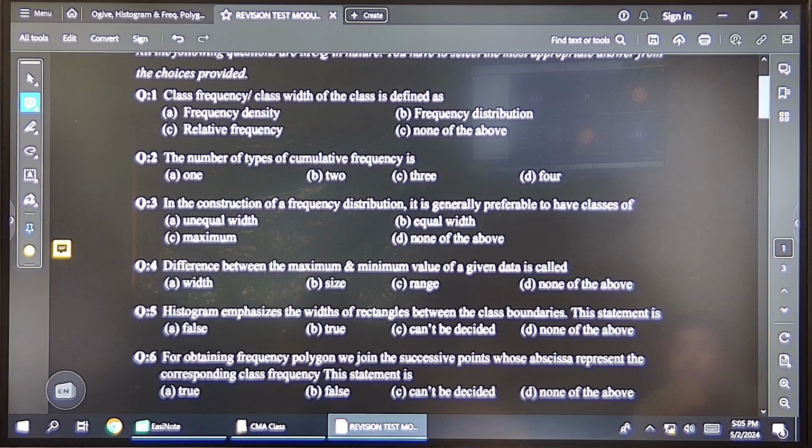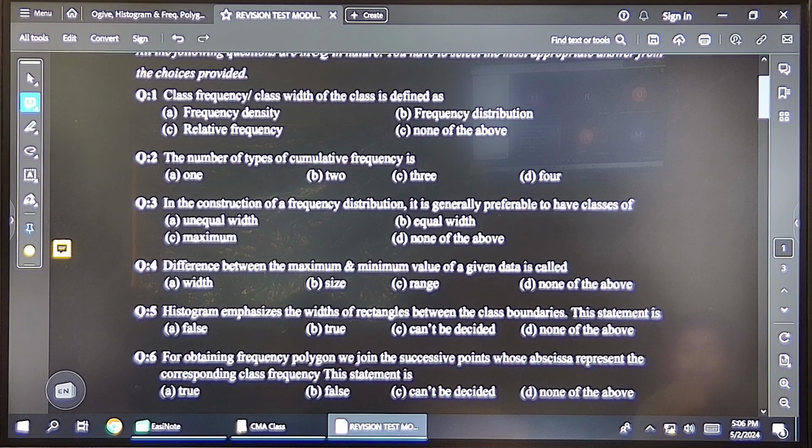Now, these two we have just done. Don't share the answer now. The number of types of cumulative frequency. In the construction of a frequency distribution, it is generally preferred to have classes of dash. Number 4, the difference between the maximum and minimum value of a given data is called dash.